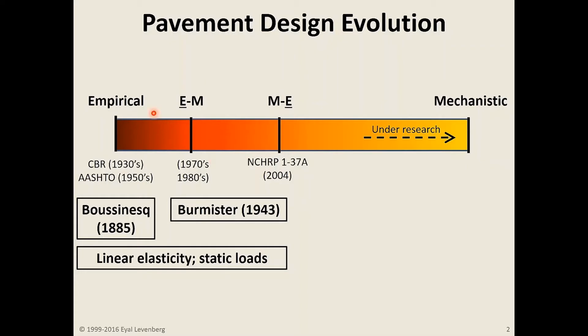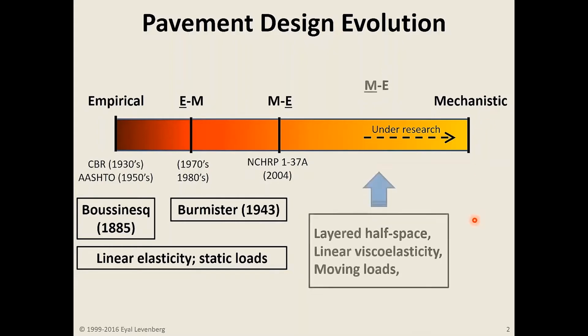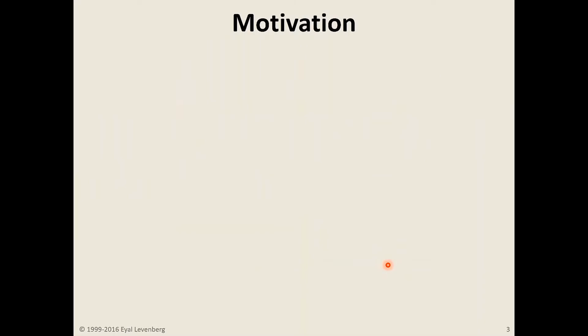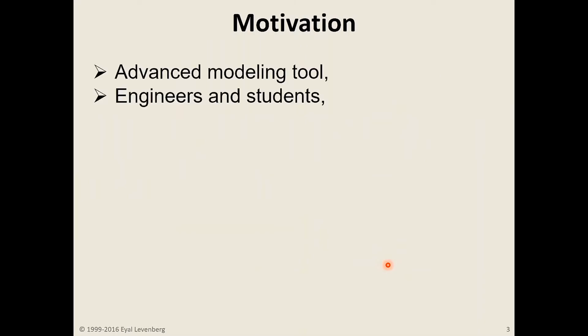This evolution, since the 1930s until current times, basically uses linear elasticity mechanics, and the loads are applied statically on the system. Now, as the research is working towards a purely mechanistic design method, there's a foreseeable future for a second-generation mechanistic-empirical approach, where there's more emphasis on mechanics. I believe that would include a layered half-space solution where linear viscoelasticity is included, as well as moving loads.